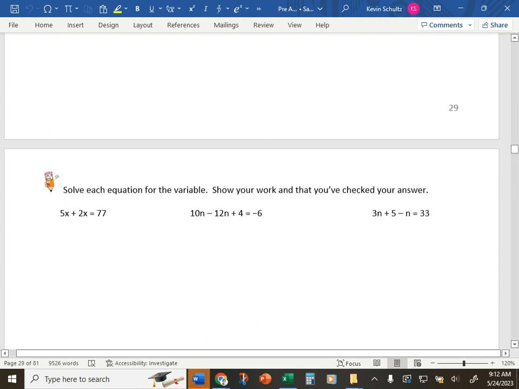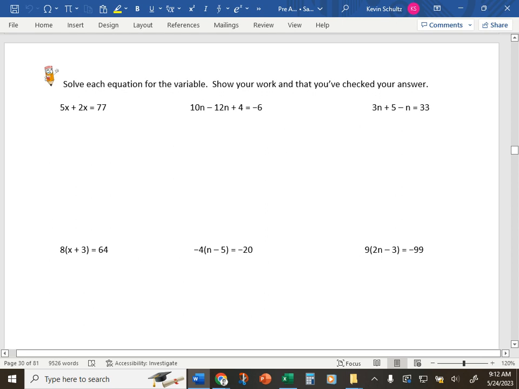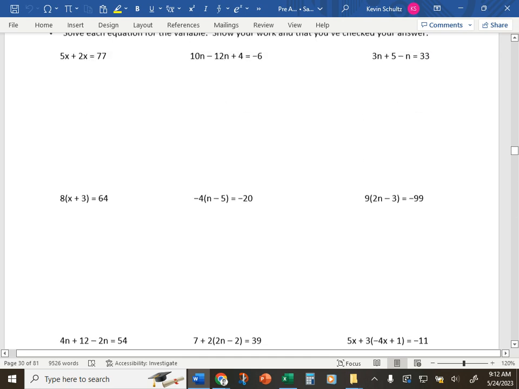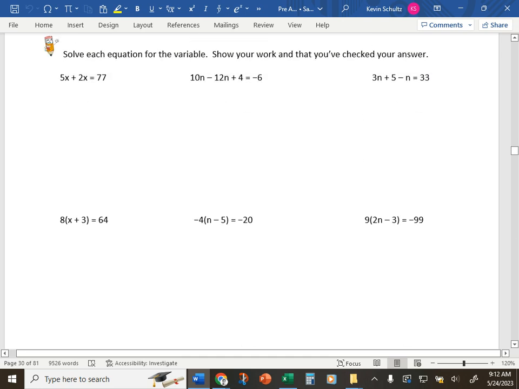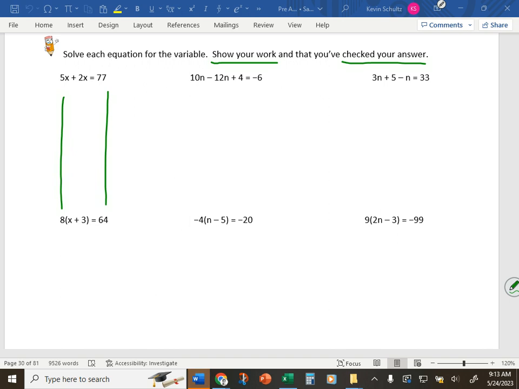Okay. For homework for tomorrow, I'm not going to give you a lot. I just want to kind of practice this concept here. I'd like you to do the first 6 on the second page. It does say explicitly in the directions to show your work and check your answer. I gave you that much space so that you can show your work and then check your answer.